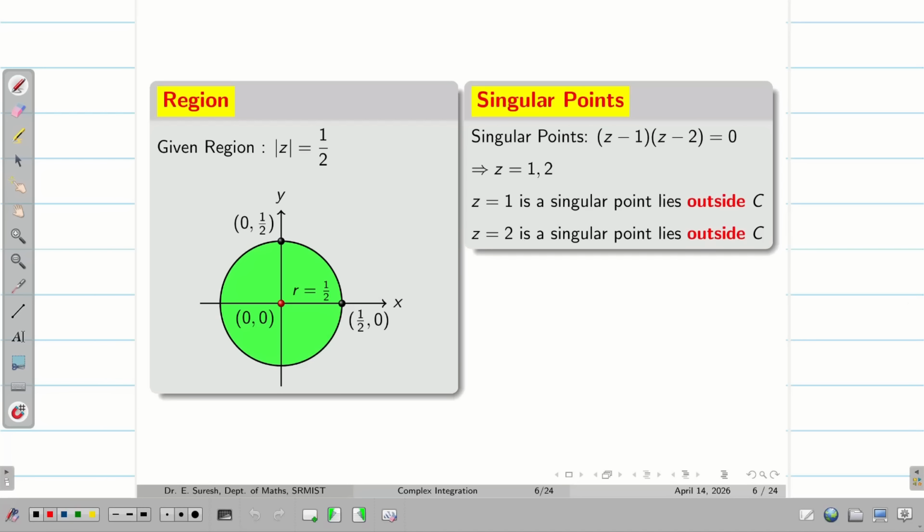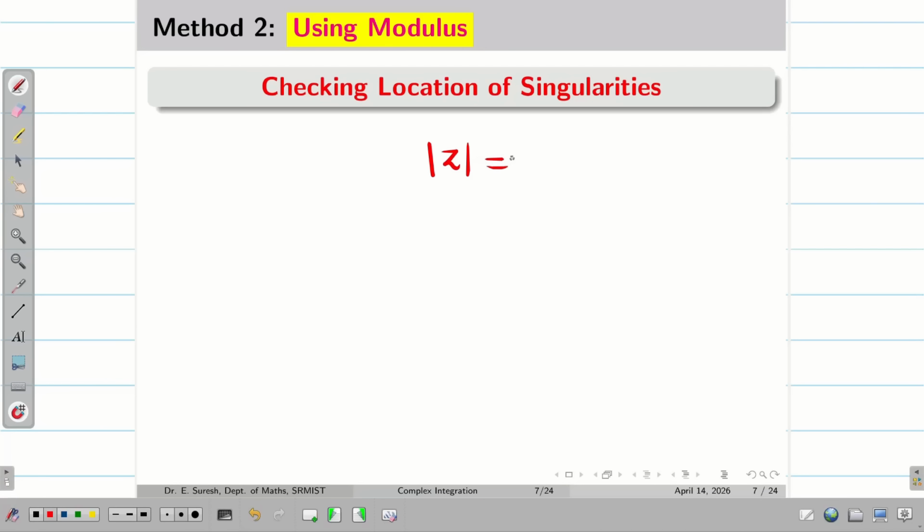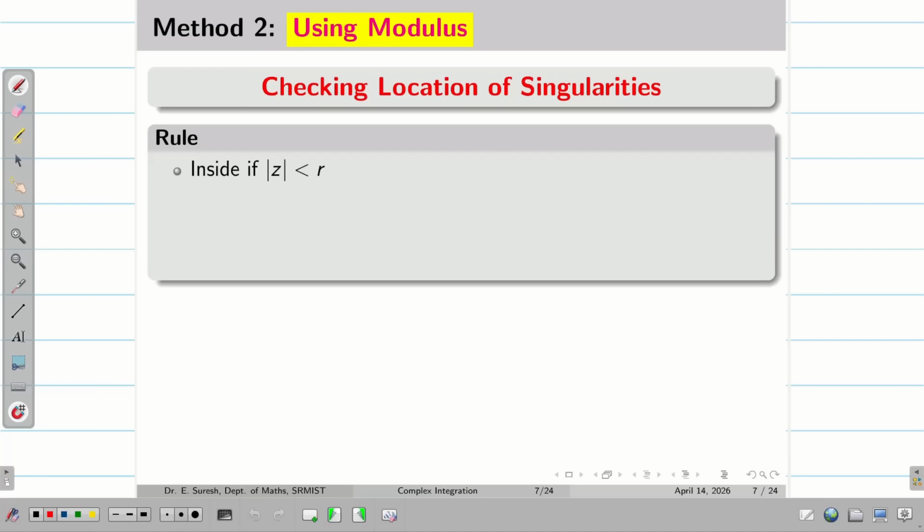We have another way to find whether the singular points lie inside or outside C. For this, we are going to consider mod z is equal to r. If mod z is less than r, then the singular point lies inside. If mod z is equal to r, the point lies on the curve. If mod z is greater than r, the point lies outside.